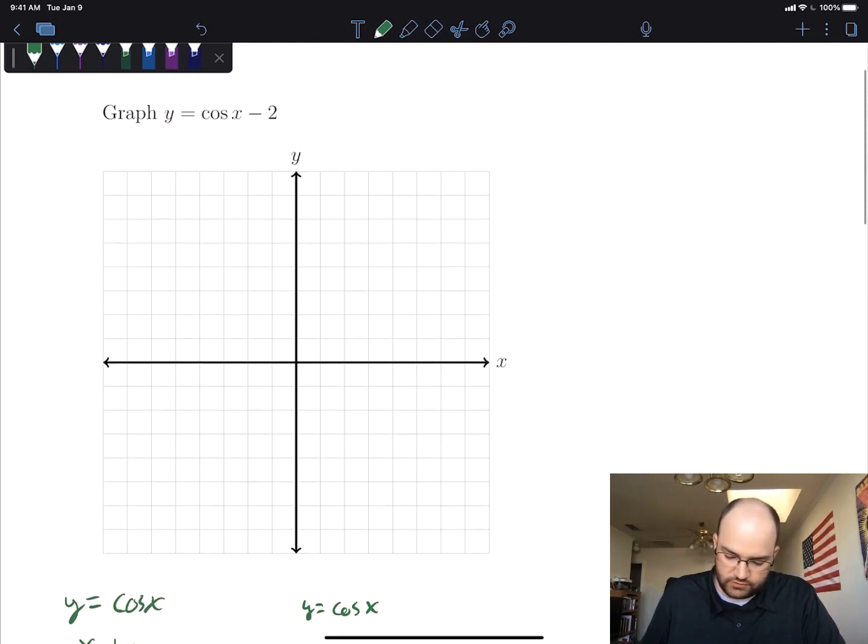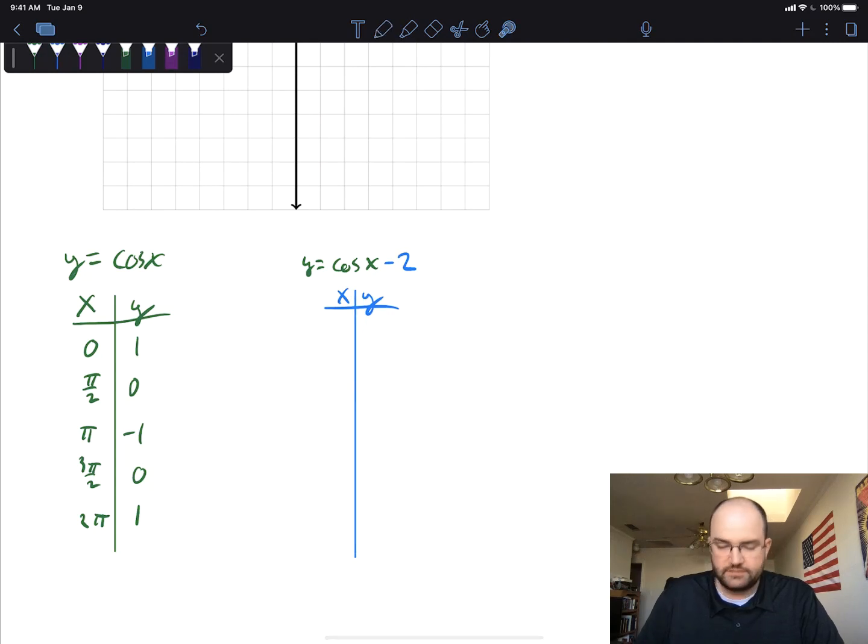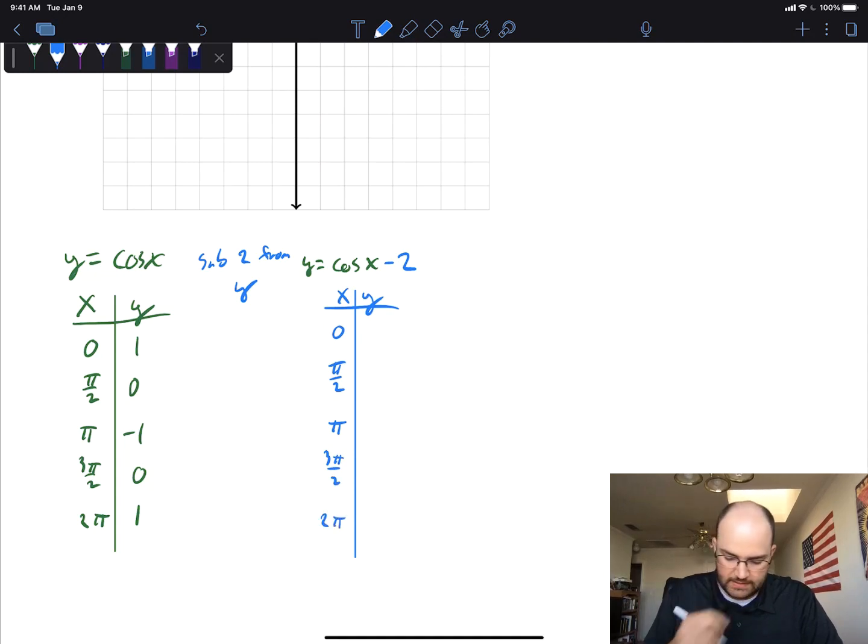Now, for the transformation, we are subtracting 2. Notice that this -2 is not in the argument, which means that it is a vertical translation or a vertical shift, in this case, down 2 units. So we would subtract 2 from the y. That means that the x's will stay the same as 0, pi over 2, pi, 3 pi over 2, and 2 pi. But just subtract 2 from all the y's.